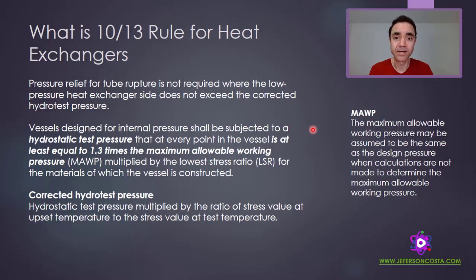What we have in the basic engineering design is the design pressure of the equipment, defined by the chemical process engineer. So it is the chemical process engineer, based on some rules, who defines the design pressure of the equipment, but the maximum allowable working pressure is calculated based on the thickness and material used by the fabricator of the vessel or of the heat exchanger. Because of that, ASME says that the maximum allowable working pressure may be assumed to be the same as the design pressure when calculations are not made to determine the maximum allowable working pressure.